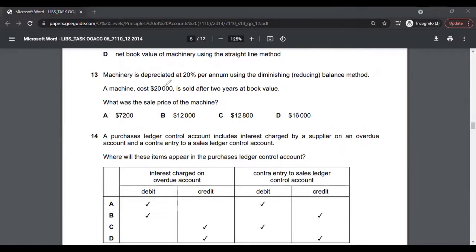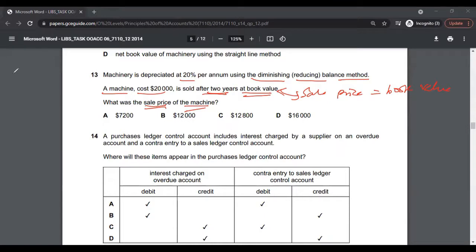Multiple choice 13. Machinery is depreciated at 20% per annum using the diminishing reducing balance method. A machine costs $20,000 and is sold after 2 years at book value. What was the sale price of the machine? So sale price is equal to book value. That's what the question is saying here. So you need to calculate the net book value of the asset, and that will be the sell price.